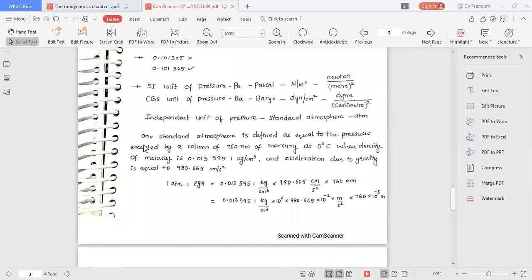So just read it. One standard atmosphere is defined as equal to the pressure exerted by a column of 760 mm of mercury at 0 degree centigrade, when the density of mercury is 0.0135951 kg per centimeter cube. So what is the unit for density? It can be kg per meter cube or kg per centimeter cube. So gram per centimeter cube, anything can be, okay?